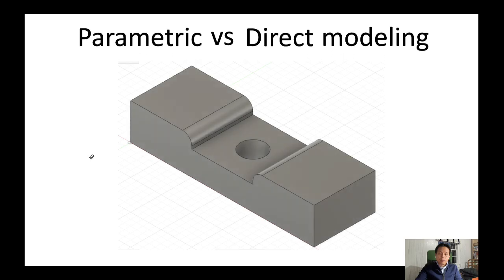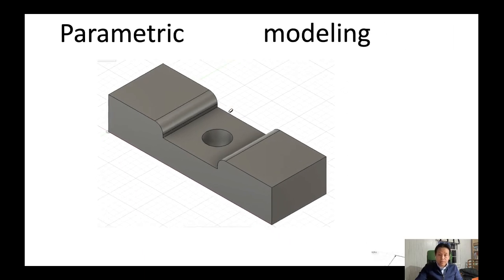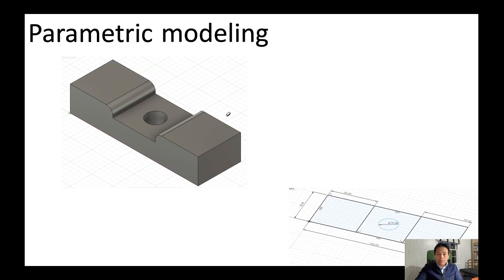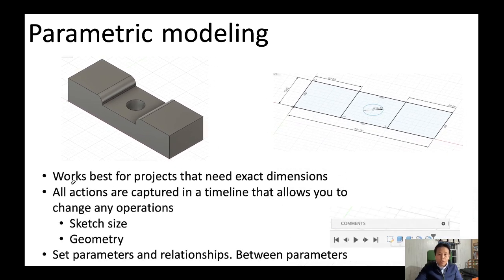So let's use this example to explain parametric and direct modeling. I'm going to draw this object with the sketch. I'm going to enter the numbers, and these numbers will be parameters. That means I'm drawing this object using parametric modeling.